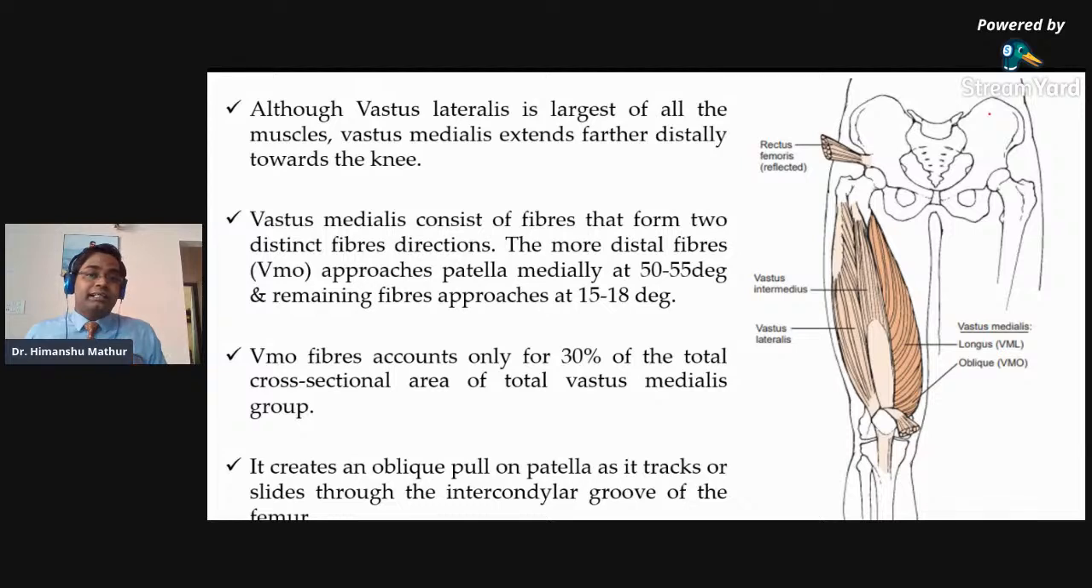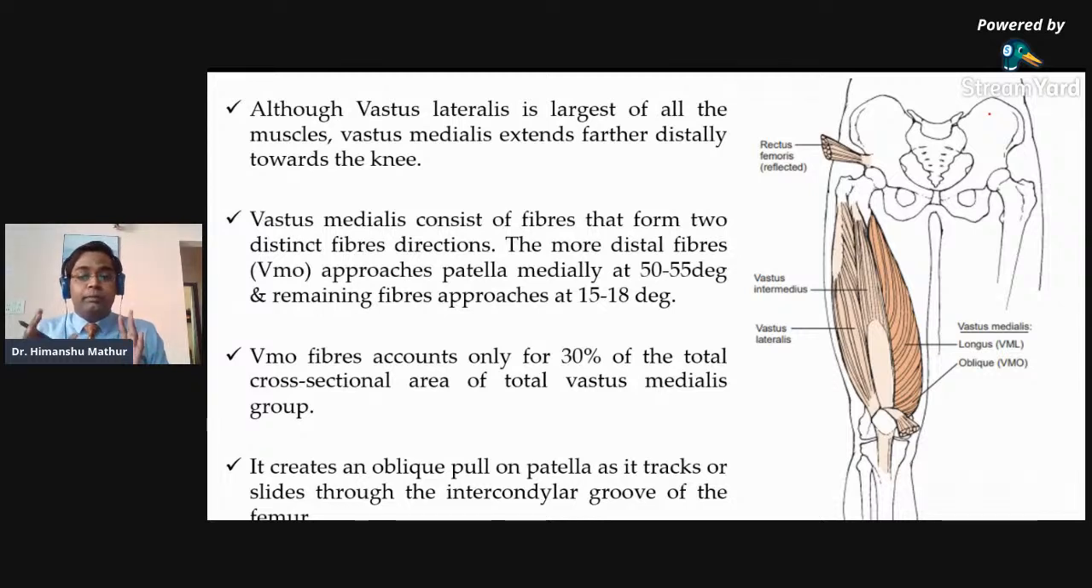That is what you call lateral patellar tracking. Whenever there is a weakness of any medial component, which we'll be discussing in later slides, there is lateral tracking of the patella. Although some lateral tracking of the patella is physiological, it is normal.